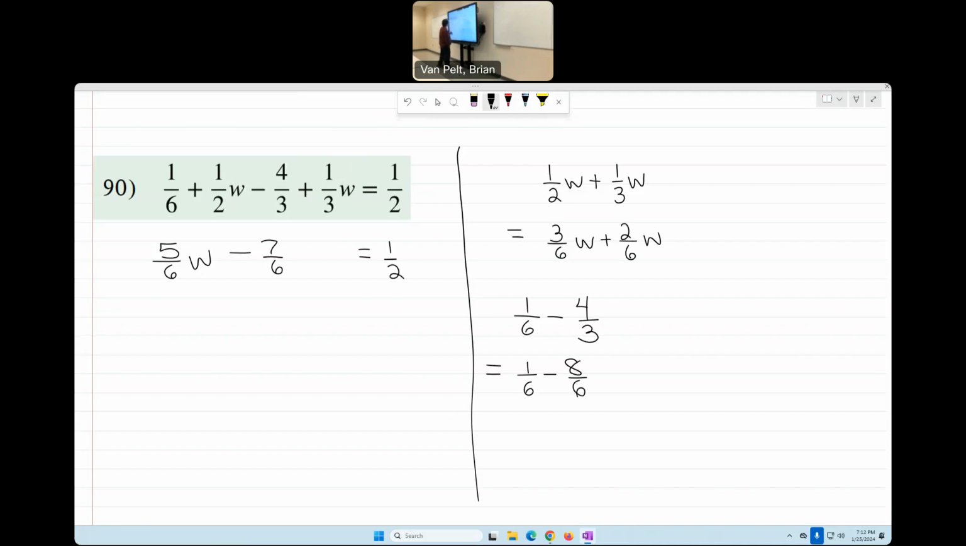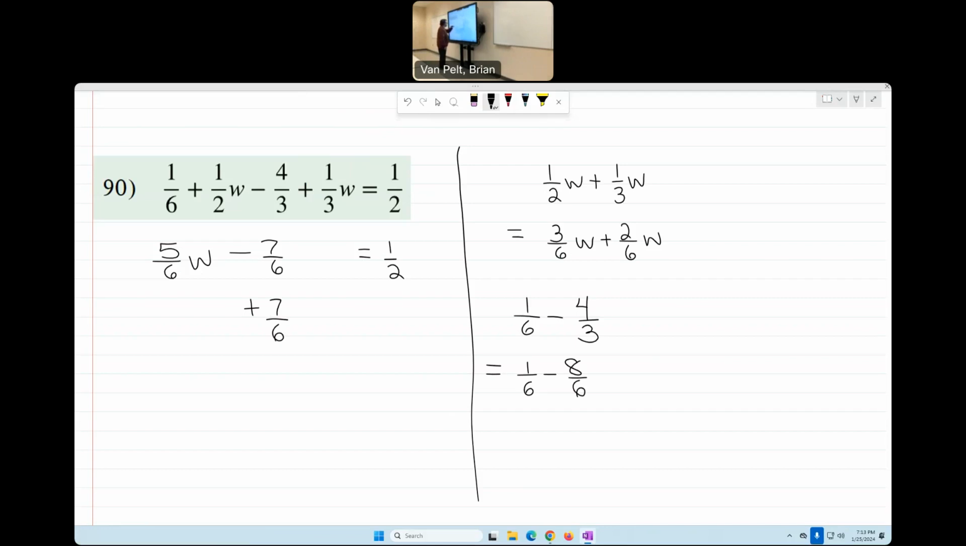Considering the time I have, I'm going to step in here a little bit. Did you guys get to this step? 5/6 W minus 7/6, and that equals 1/2. Now, what would you do next? That's right, free go. What do you think comes next? You cancel out the negative 7/6. How do I do that? Tell me how to do it. What do I do? Positive 7/6. Plus 7/6, both sides.